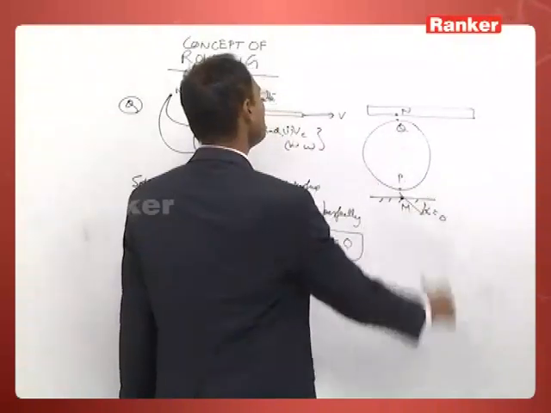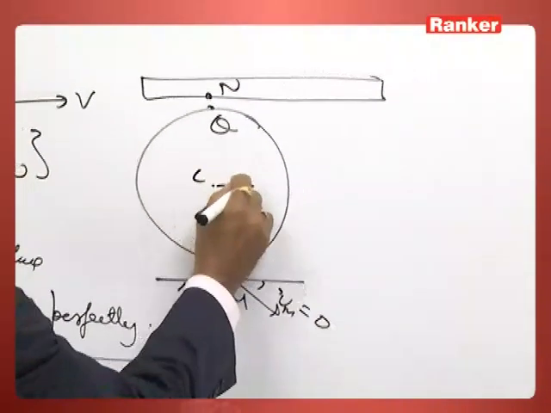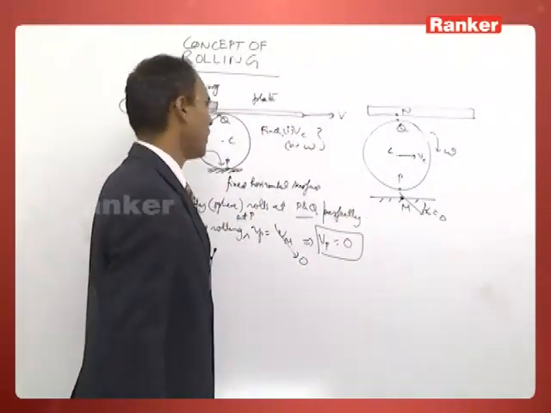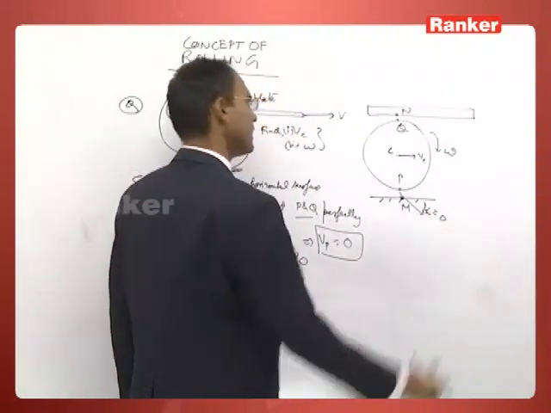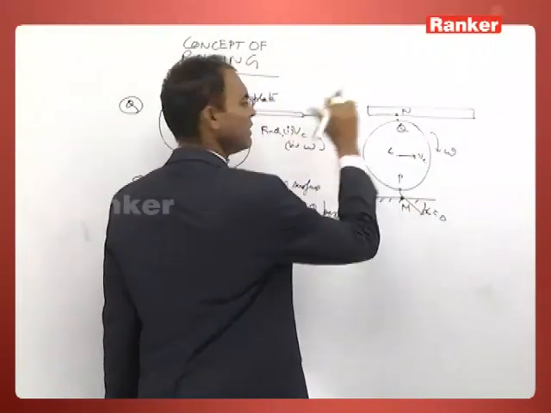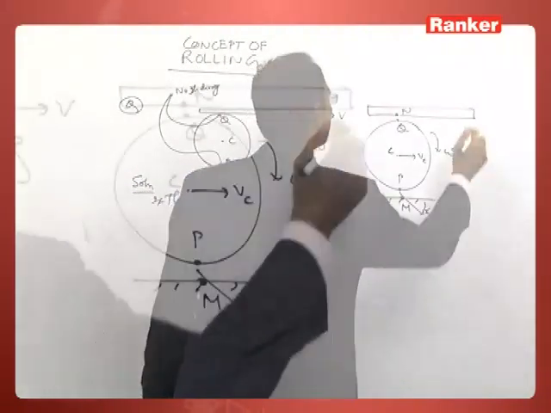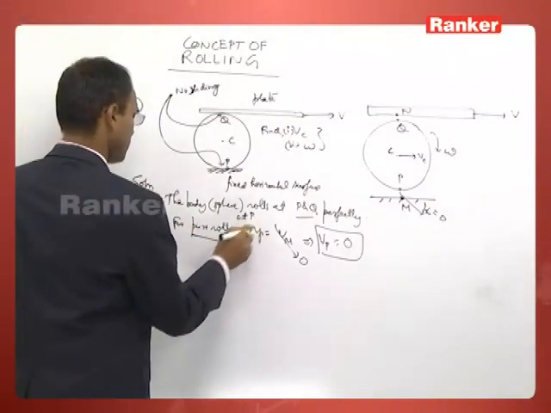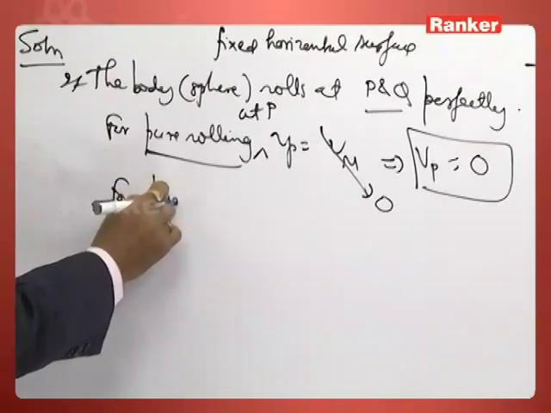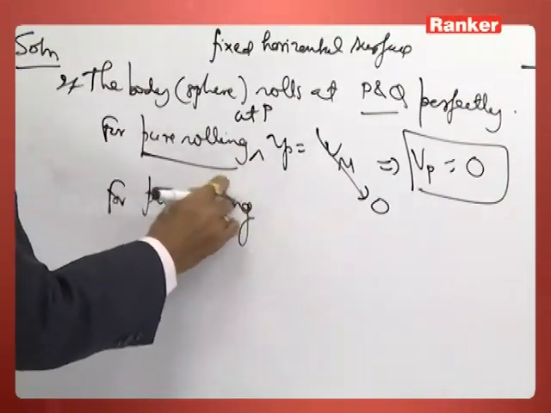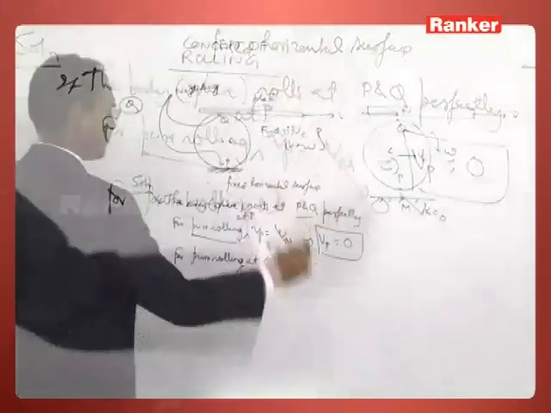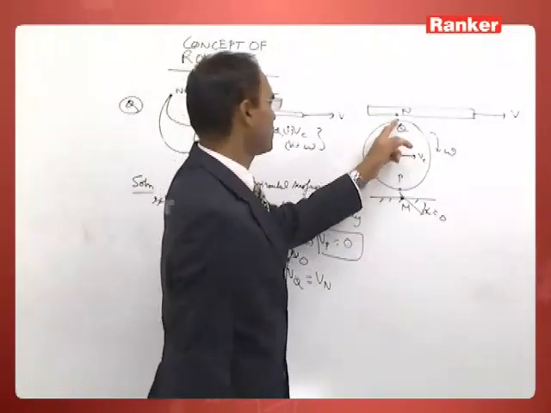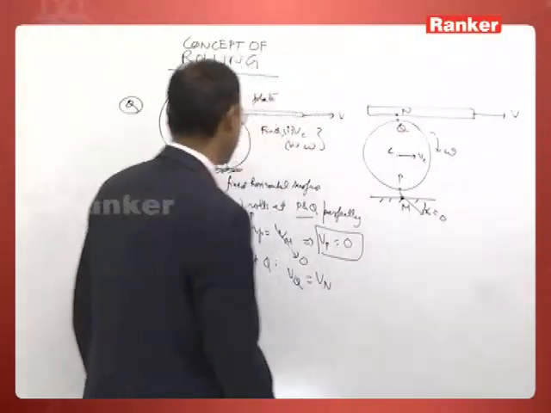Well, let us assume that the center of mass velocity is towards right and the angular velocity of the body is omega. Let it be clockwise. You can assume anti-clockwise also. You can assume Vc in opposite direction also. It's your choice. Pure rolling at P, for pure rolling at Q, Vq must be equal to Vn. These 2 points must be having some velocity as per the condition of pure rolling.